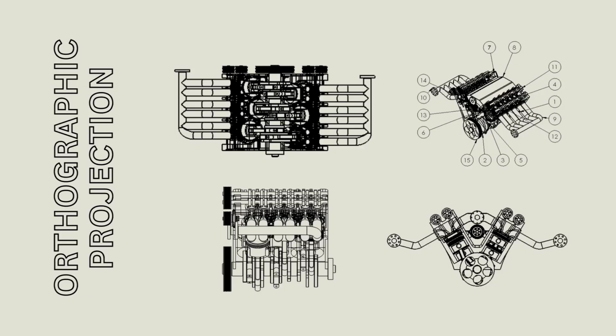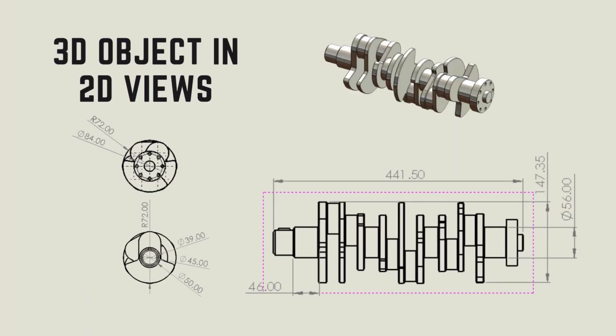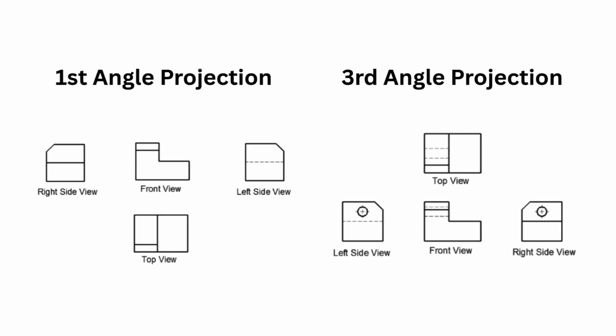So basically, orthographic projection is a method used to represent a 3D object in 2D views, typically the front view, top view, and side views, so that all the dimensions and shapes are accurately captured for manufacturing. Now let's understand two methods of orthographic projection in detail: the first angle and the third angle.